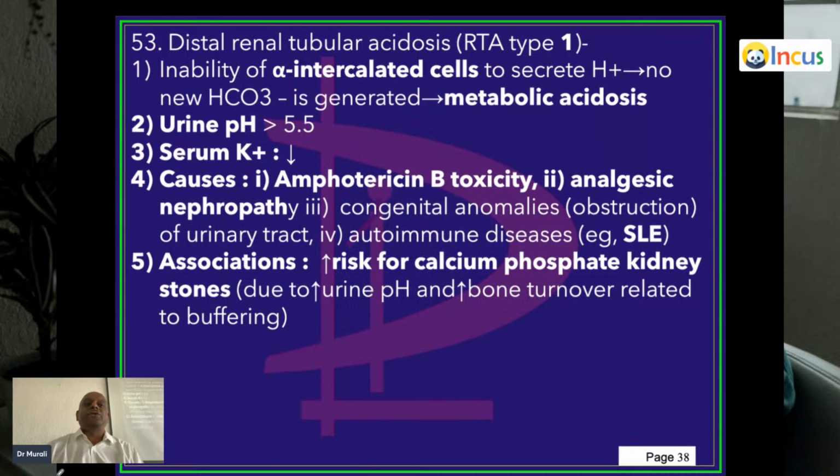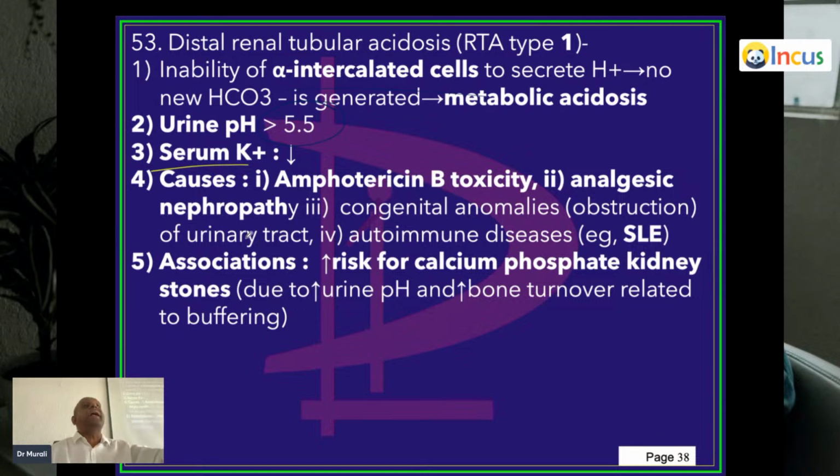So let us summarize. Distal RTA is the inability of alpha intercalated cells to secrete H+, leading to metabolic acidosis. The urine pH can never be acidified, because to acidify urine, what do you require? H+ secreted into urine. Here H+ is not secreted into urine. That's the reason urine pH always remains alkaline. Serum potassium levels are low. I will check that and tell why it is low.